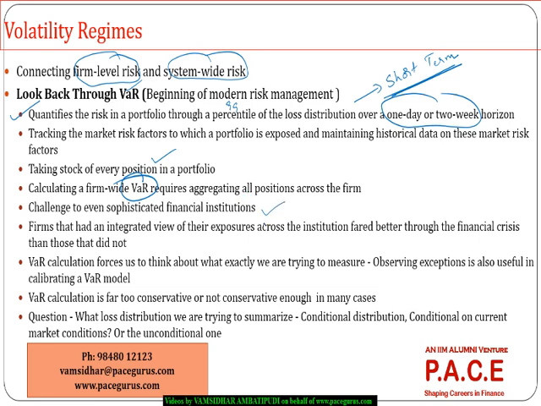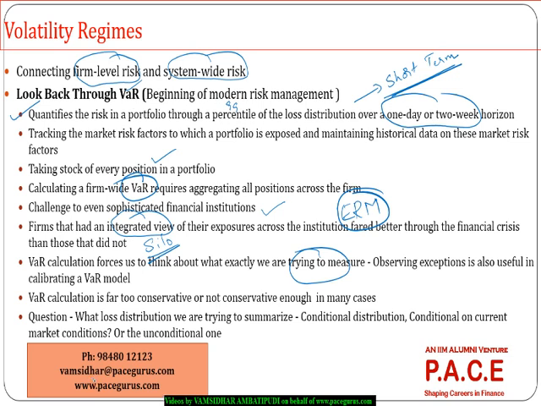But this has posed a challenge even to sophisticated financial institutions, and it has been found that the firms which had a very integrated view of their exposures across different institutions are the ones who did well during the financial crisis, compared to those who looked at a silo-based view of their exposures. Which means the need for enterprise risk management really cropped up as an important measure out of the financial crisis. And a few important questions came out of the VAR calculation.